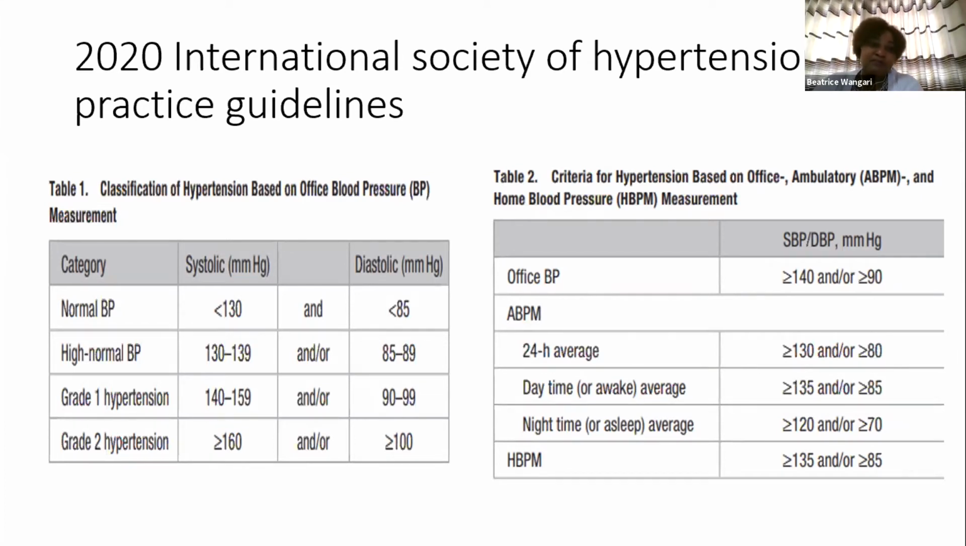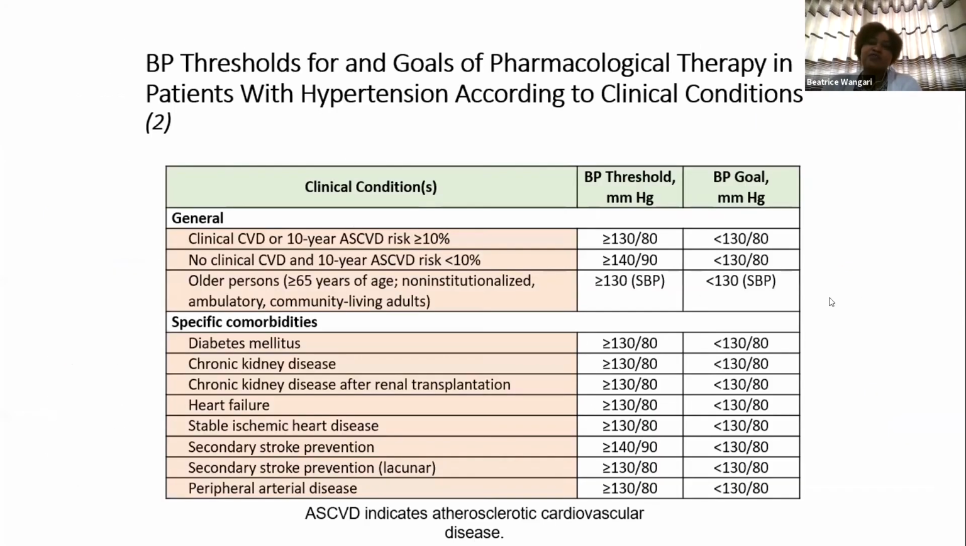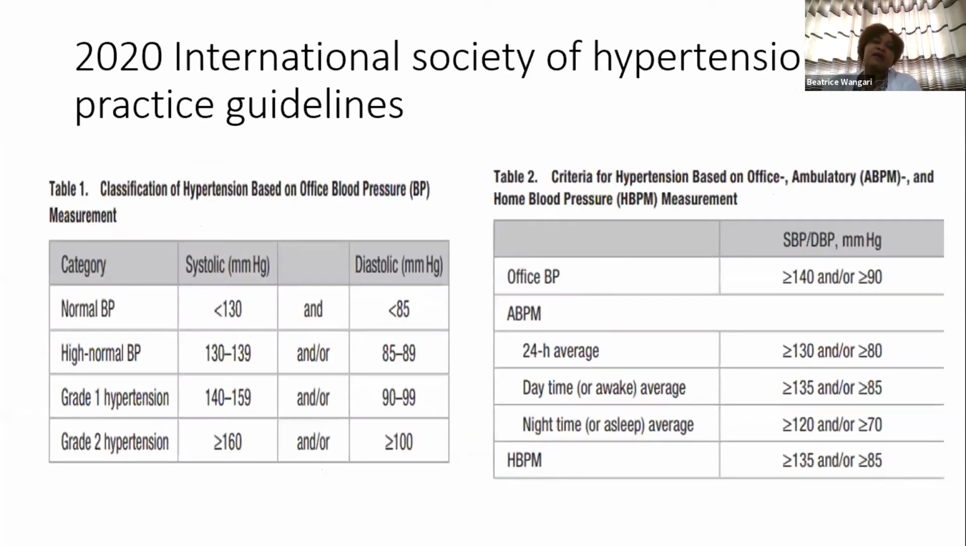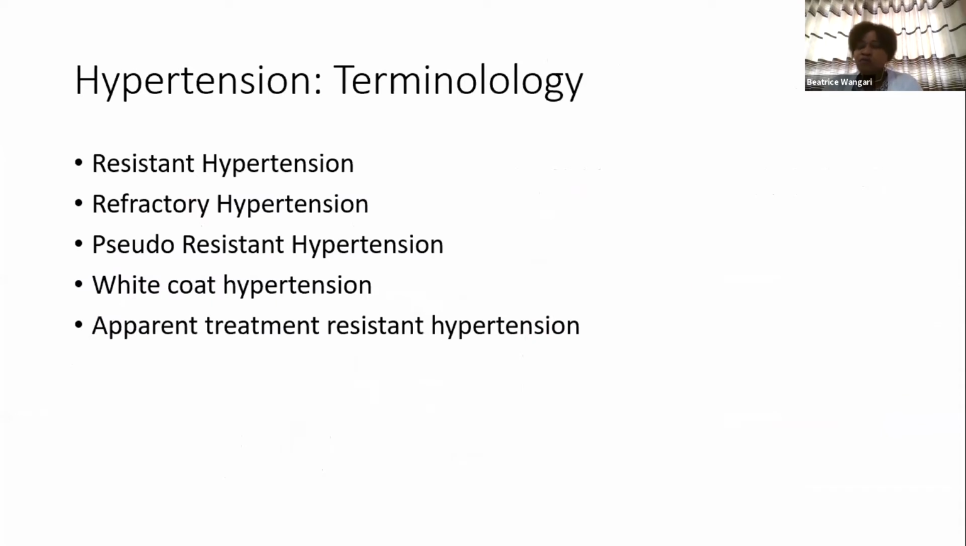This keeps evolving, so we'll probably get more clarification on this, depending on the patient's comorbidities and compelling indications, whether that should change these cutoffs. Nonetheless, what we are seeing is that as the cutoffs get lower, it will mean that we will have more patients who meet the criteria for a diagnosis of resistant hypertension.